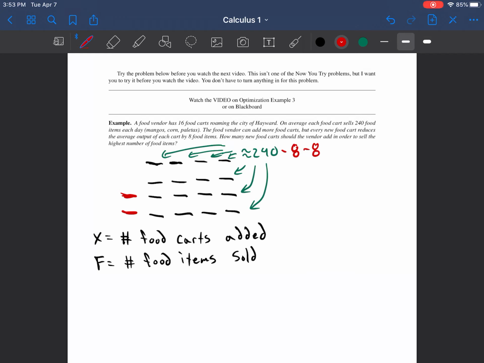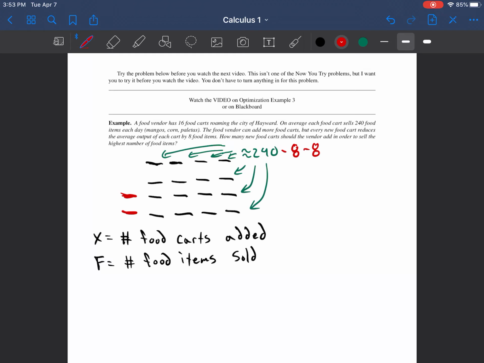And so on. At some point, I don't want to just throw 200 food carts on here and then have each food cart sell maybe 1 or 2 items. I want to find a way of writing down how many food carts I need in order to sell the most food items. That's what the problem is asking.